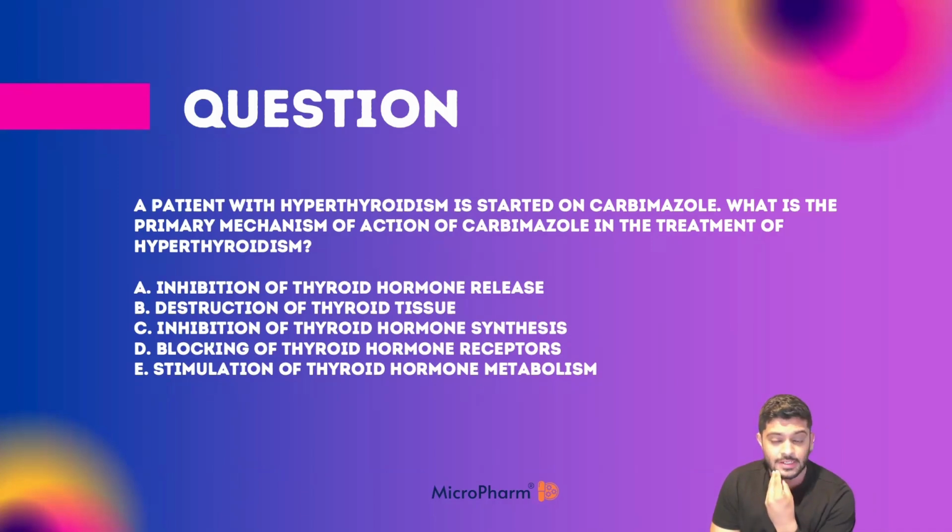Yep. For this, the correct answer, as both of you suggested, was C. So the way carbimazole works is it blocks the way your body processes iodine, and therefore reduces the amount of the thyroid hormone that is produced.